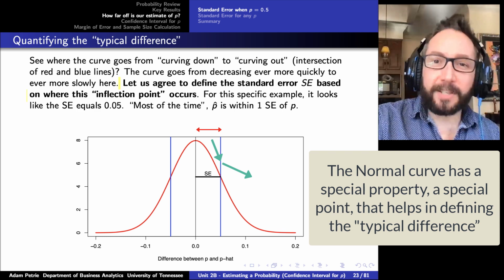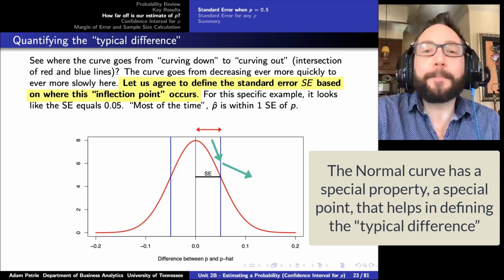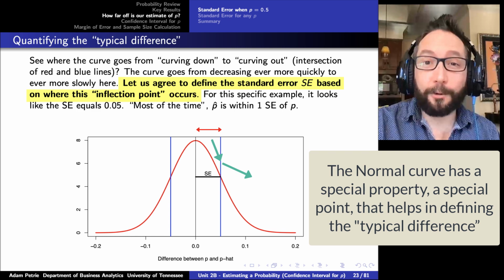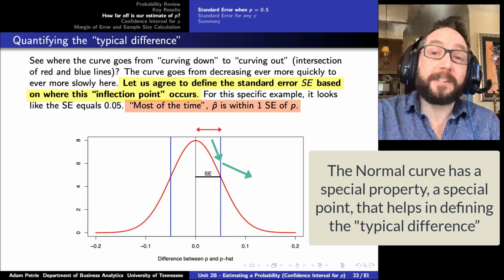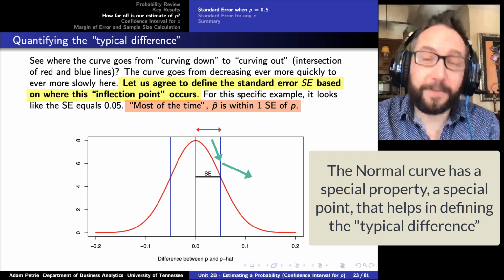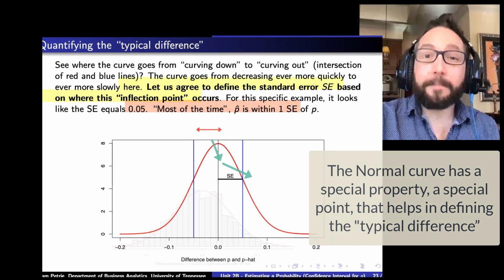So if we use this as our measure of the standard error, the typical difference between the p hat we might measure in an experiment and the true value of p, we'll find that most of the time we're going to measure a p hat that's within one standard error of the true value of p. What do I mean by most of the time?